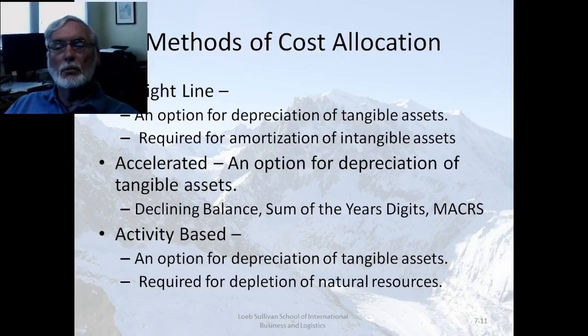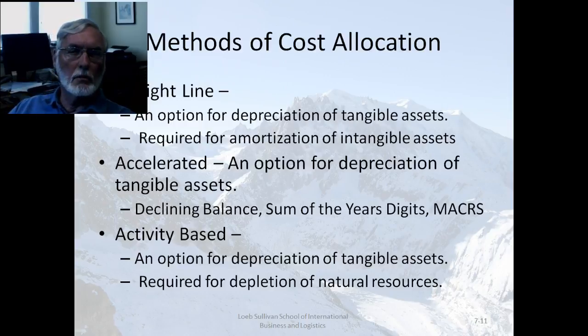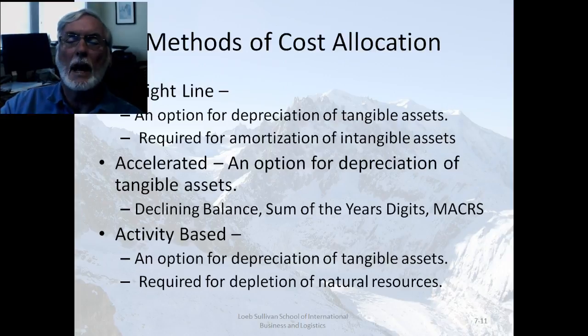And activity-based we can use for tangible assets. So instead of establishing a useful life in years for our delivery truck, we could establish a useful life in miles. And then we could allocate costs based on how many miles we drove each period or each year. Activity-based cost allocation is required for natural resources, so you don't have a choice.